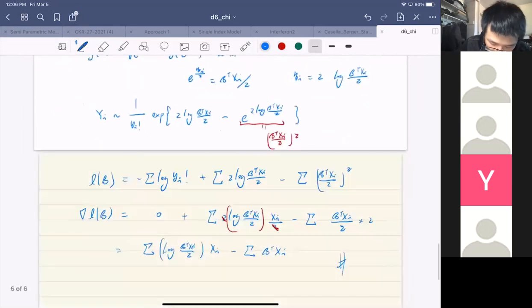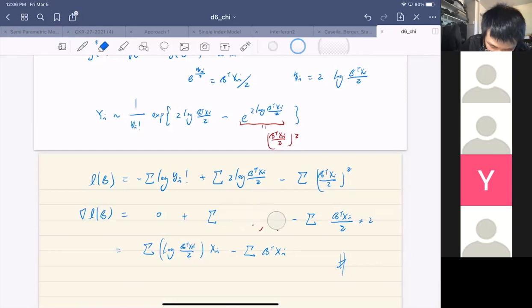Sorry, I need to go now, but in the derivative of the last term, is there an xi missing maybe? Because you bring down the exponent. Yeah, you're right. Sorry. So here I take the derivative over beta, so this term is wrong.